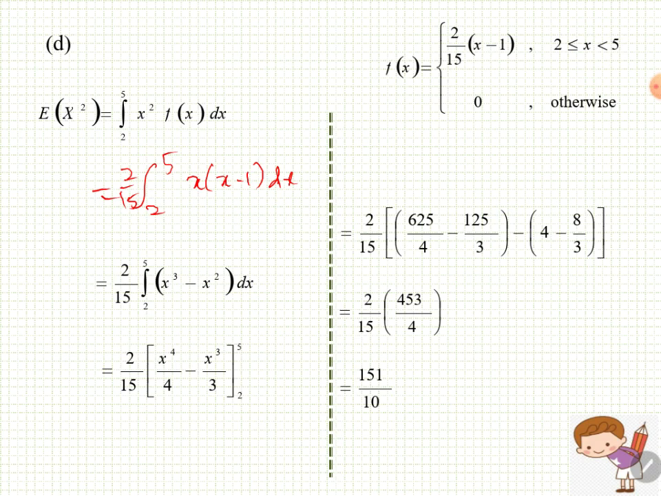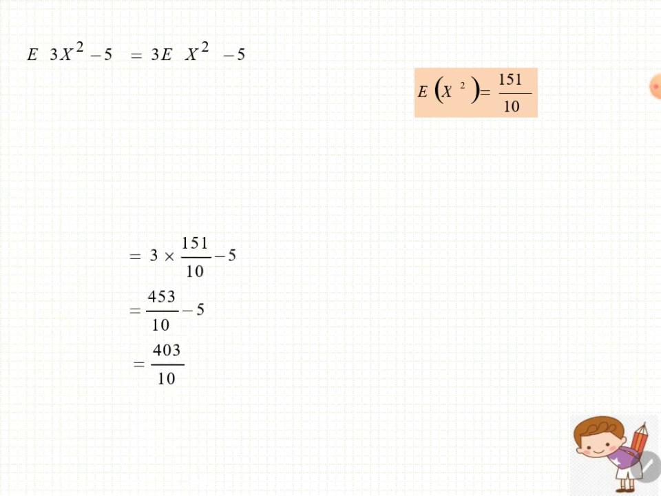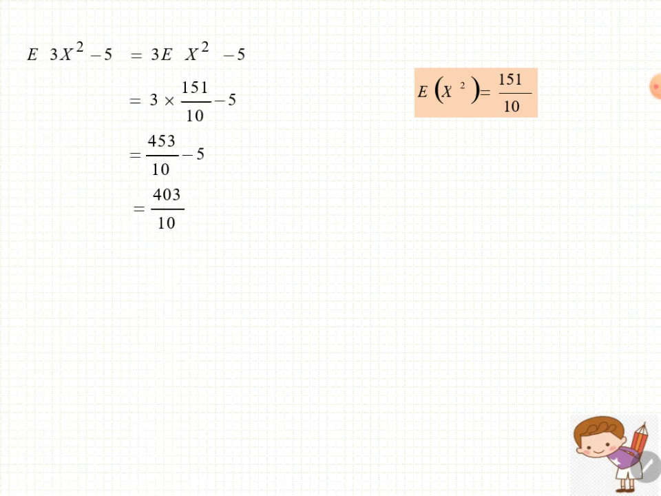Okay, the next question D, they ask you to find expected of 3x squared minus 5. So this is the same as 3 multiplied by expected of x squared, minus 5. So what is expected of x squared? We found it earlier, equal to 151 over 10. So 3 multiplied by 151 over 10 minus 5. So we get the answer equal to 403 over 10.